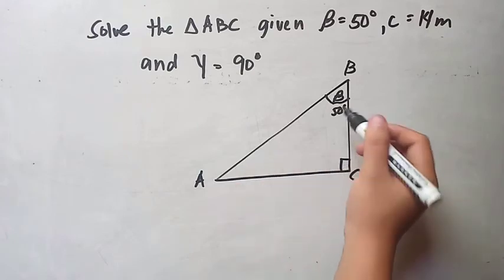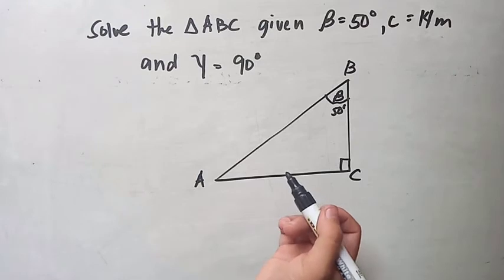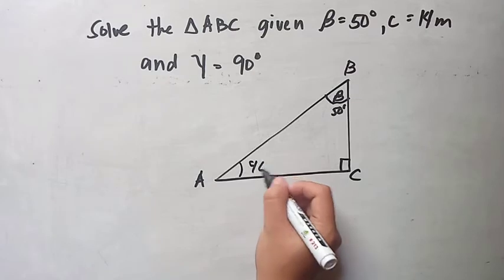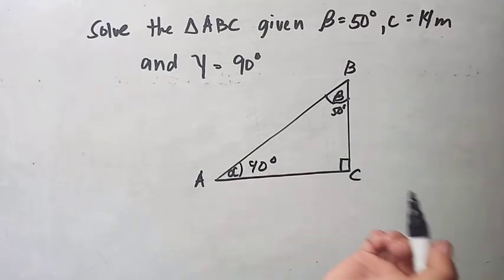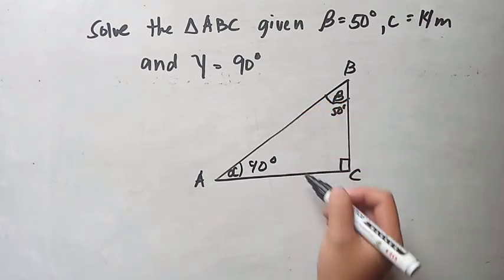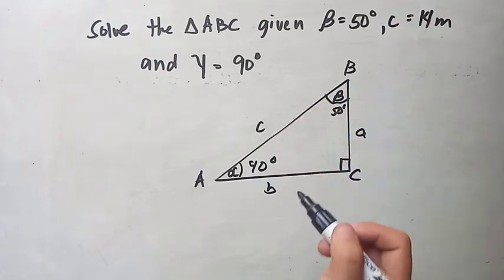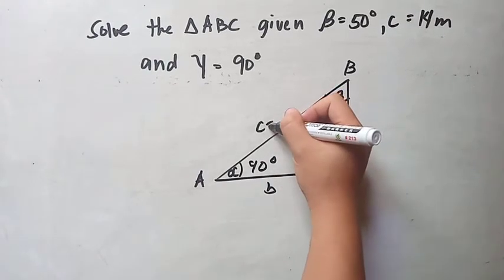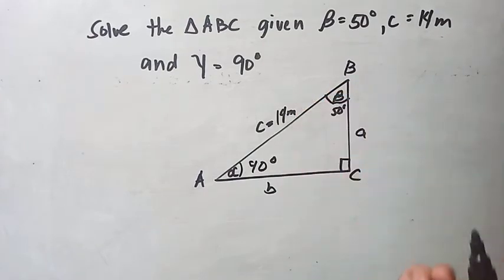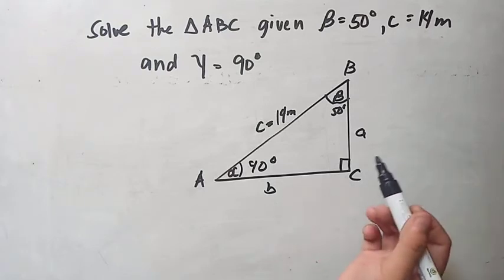And so 90 plus 50 degrees is 140 degrees. So 180 minus 140 degrees is 40 degrees. So that is our alpha. So we will also label our sides. So this is A, B, and C. And our C is 14 meters, is given. Now what we are looking for is the sides A and B.